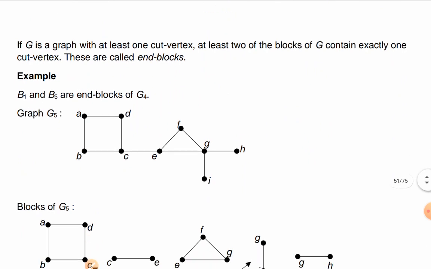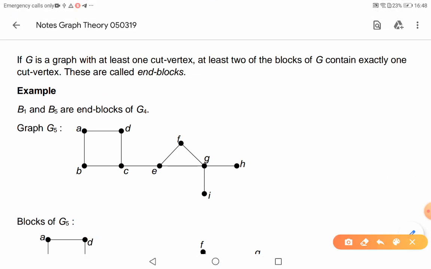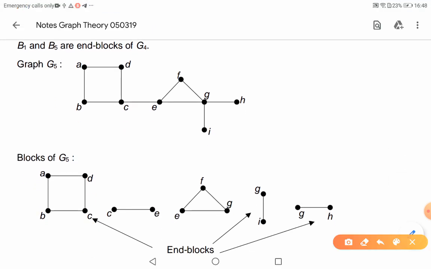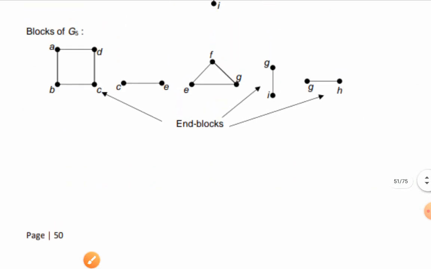If G is a graph with at least one cut vertex, at least 2 of the blocks of G contain exactly one cut vertex. These are called end blocks. Example: B1 and B2 are end blocks of G4. So this is an end block, and this is an end block. That's all for end blocks.